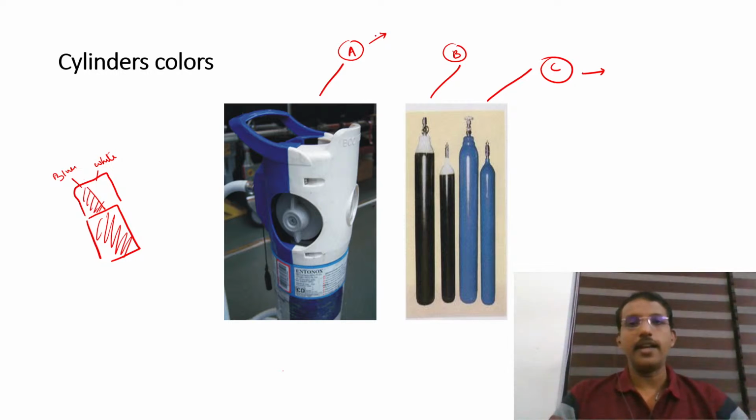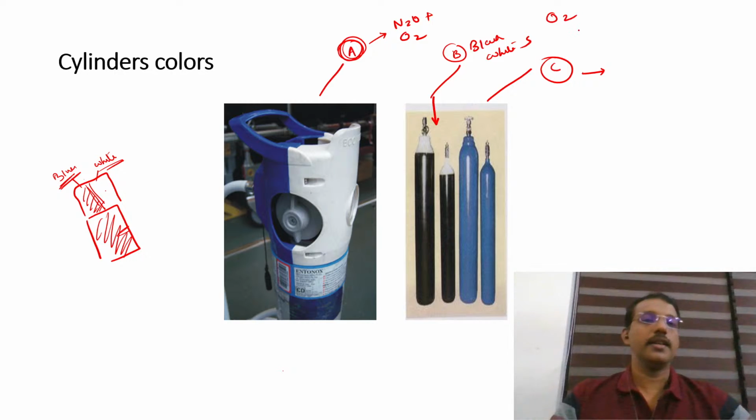See, this is Entonox. Entonox is an equimolecular mixture of nitrous oxide plus oxygen. So that is why it has got both the features of oxygen as white and nitrous oxide as blue. So a blue body with quadrants of blue and white becomes the Entonox cylinder as in A. And then coming to B, your classic oxygen cylinder has got a black body and white shoulder.